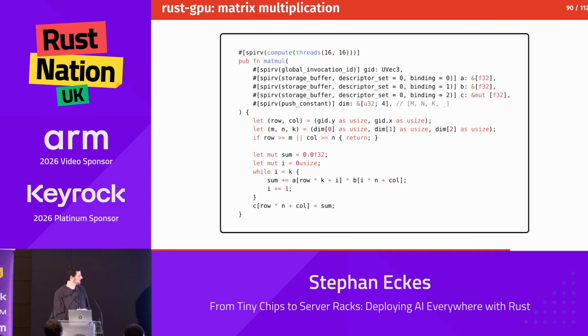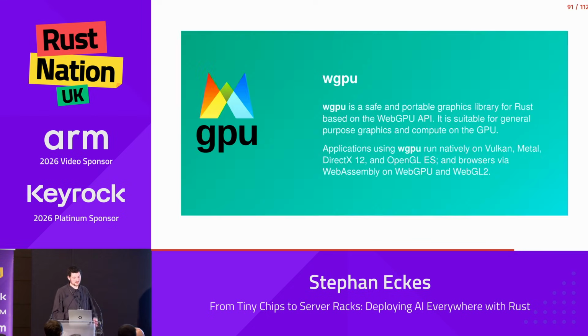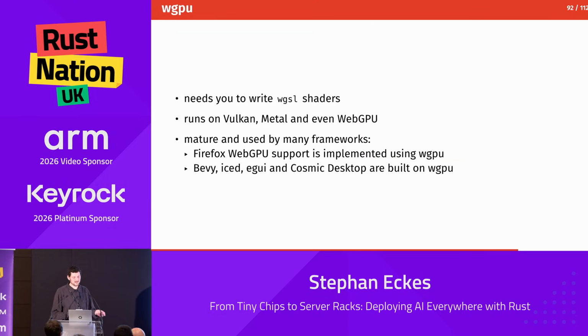So here we run with 16 times 16 threads in the X and Y axis, and then you can do heavy parallelization. Then there's WGPU. I think most of the people know it because it's used in a lot of UI frameworks right now. You need to write WGSL shaders, so they are not Rust. And it runs on Vulkan, Metal, and WebGPU. And it's used already by many frameworks.